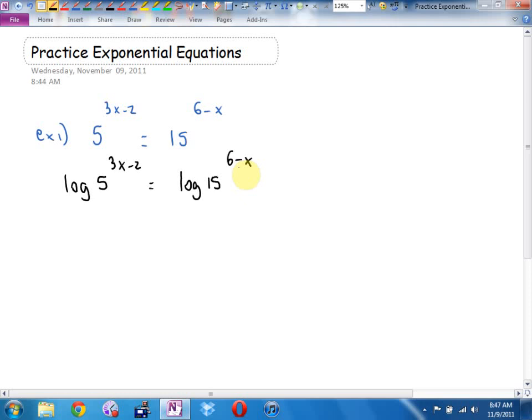Now I'm going to move the exponents down to the front. But when I move these exponents down to the front, what am I absolutely, positively going to remember? Brackets. So I always make a little note like that with a little squiggly line to remind myself that they went down there. You don't have to, but it helps me. And it's going to be (3x minus 2) log 5 equals, and in brackets, (6 minus x) log 15.